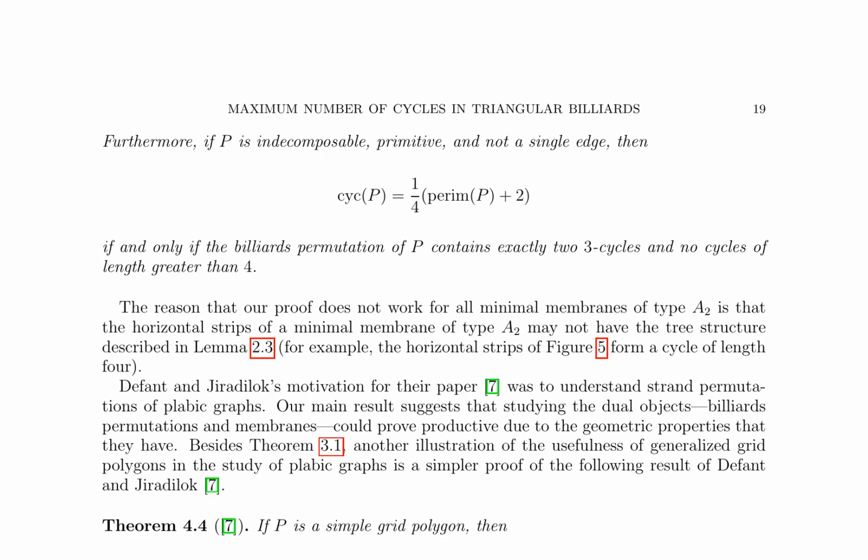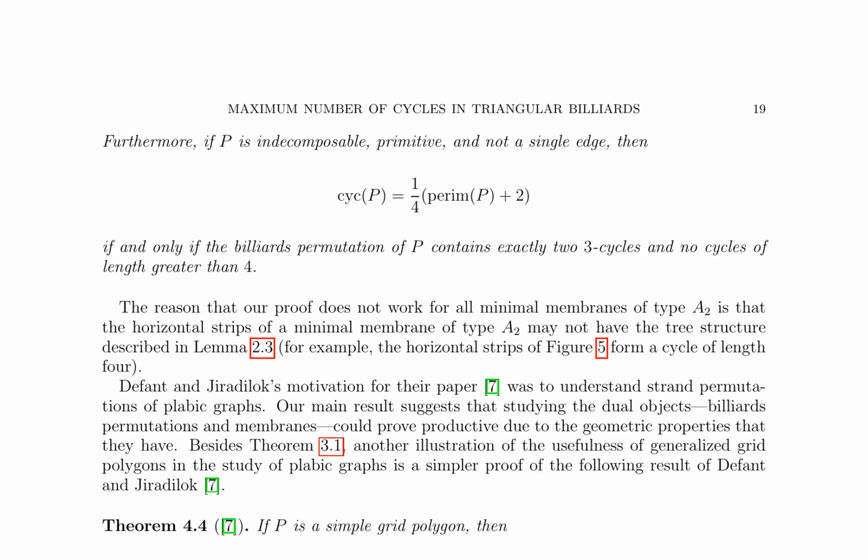The relationship between billiards permutations and membranes, particularly in the context of Plabic graphs, is a significant area of study. A key result states that if a polygon's permutation contains exactly 2 3-cycles and no cycles of length greater than 4, then the maximum number of cycles in its triangular billiards is calculated as 1 plus 4 times the perimeter plus 2. This result applies only to indecomposable and primitive polygons, excluding single edge cases.